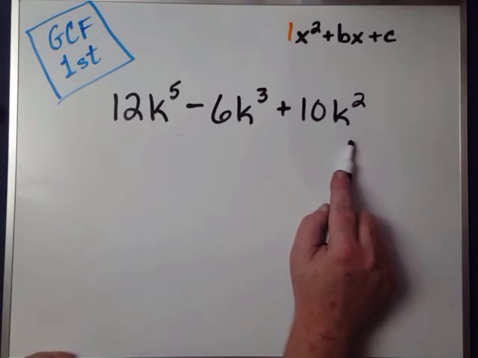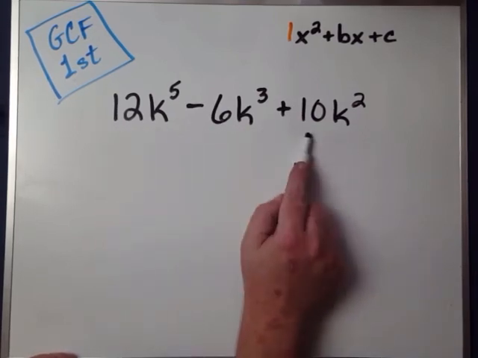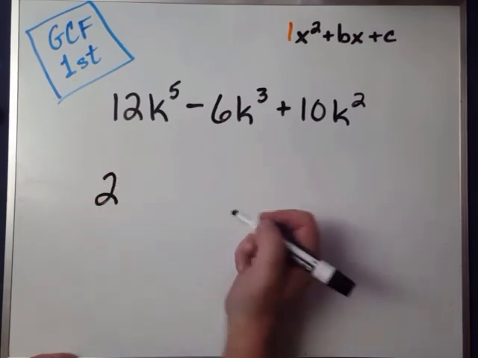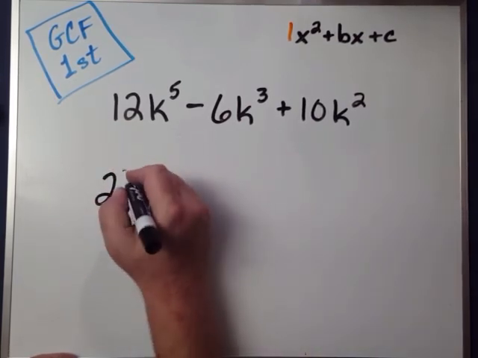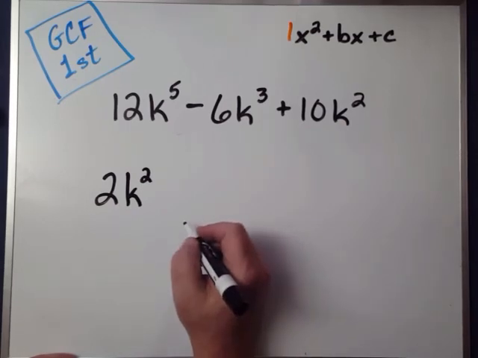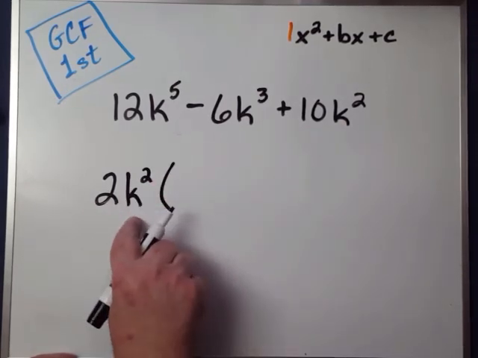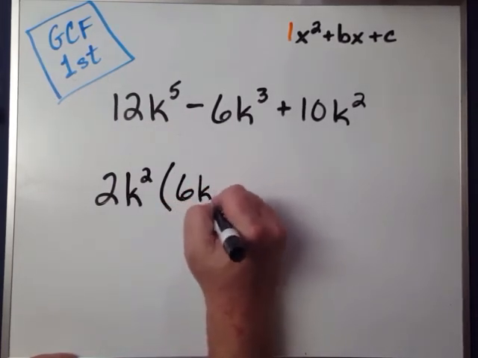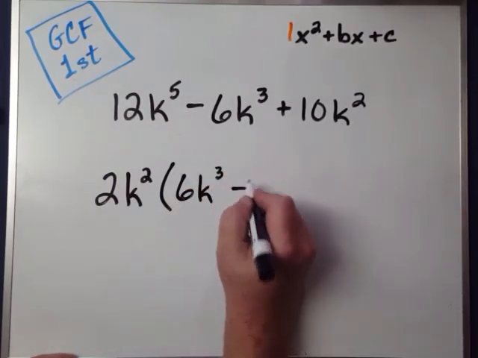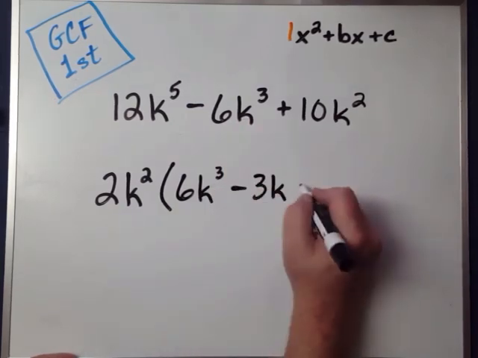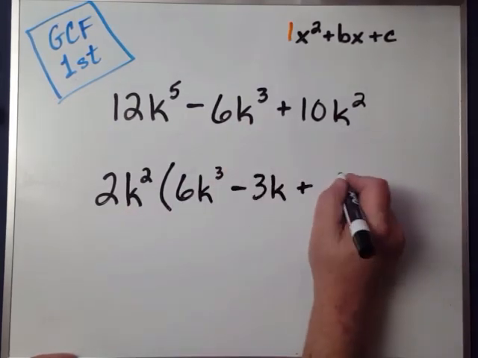Among these three terms, look at the coefficients. They're all even. Greatest common factor among them is 2. Among my variables, I can factor out a k squared. This is just like section 5.1. If I pull 2k squared out of 12k to the 5th, it leaves 6k cubed minus 3k plus 5.